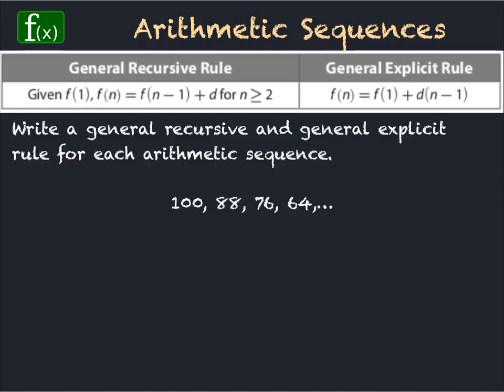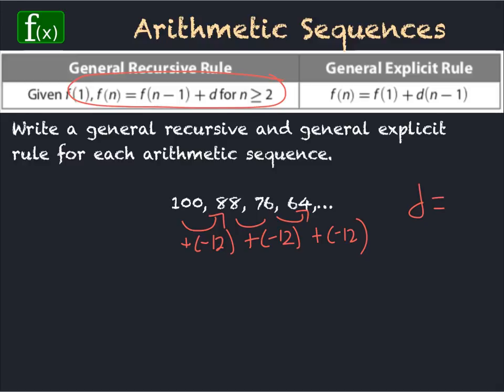So here we have a sequence, and we are asked to write, what are they asking us to write? A recursive and explicit rule. So let's first stick with recursive, and we're going to use this general recursive rule here. So with recursive, first we're going to have to find our common difference. You could do it with subtraction, or you could just try to find the pattern. I'm just going to try to find the pattern. It looks like every time we are adding by -12, right? So our common difference is going to be -12.